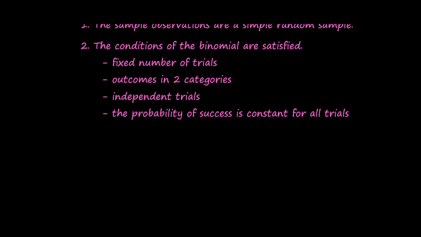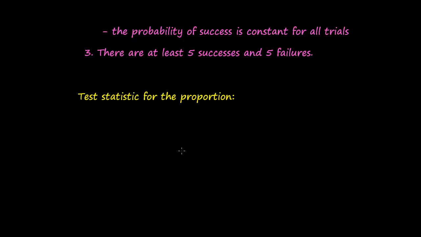Let's look at the test statistic for our hypothesis test for the proportion. The test statistic is a Z statistic, as we've seen before. This is the Z distribution, and it would be our sample proportion, p hat, minus our population proportion p, over the square root of p times q over n. Okay, so that's the test statistic.